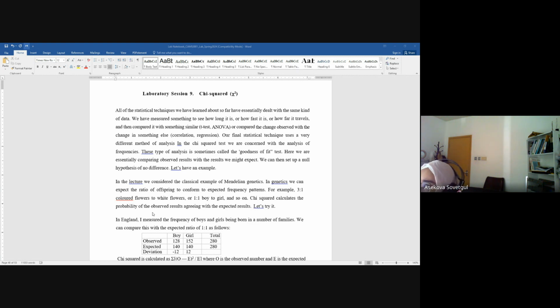Another thing is that chi-square has two types of tests. The one is the goodness of fit between the observed and expected values. The second one is the test of independence. These two are very similar, but for the test of independence, in case we don't have expected values, we can actually calculate them.